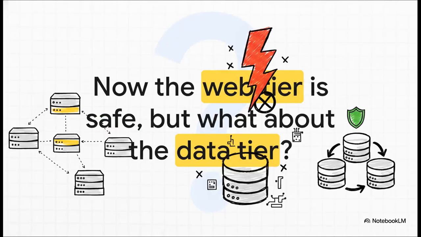Okay, so the web tier is now robust, horizontally scaled, and fail-safe. We can breathe a sigh of relief there. But what about the data tier? Think about it for a second. We still only have one database sitting there. If that single database crashes, or if there's, say, a localized power outage, we lose all access to our data. We have absolutely zero failover and zero redundancy on the back end.